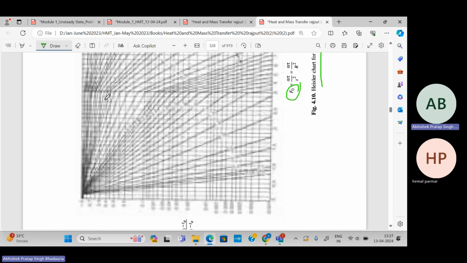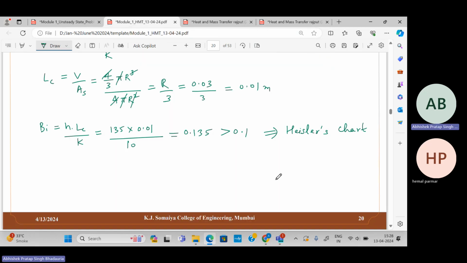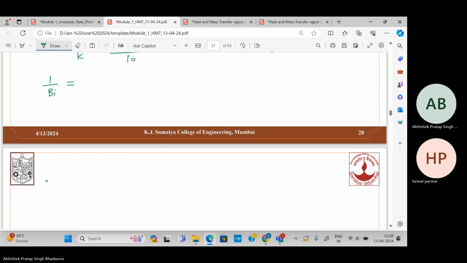We'll calculate Fourier's number, and these lines are expressed in terms of 1 upon Biot number. So we have already calculated Biot number. We will calculate 1 upon Biot number. We will calculate Fourier's number. The formula for calculating Fourier's number is alpha tau by LC square.